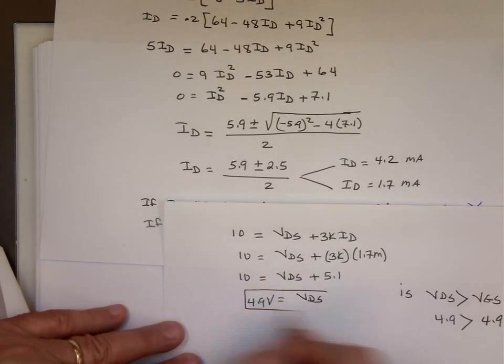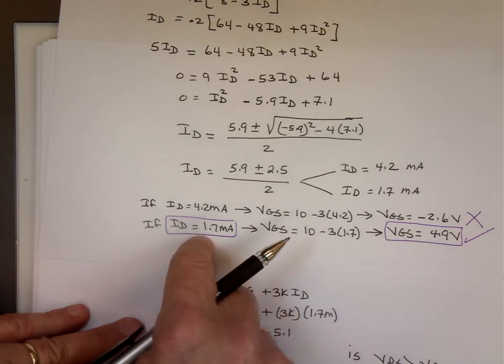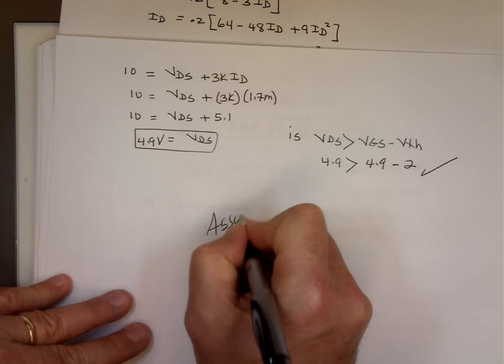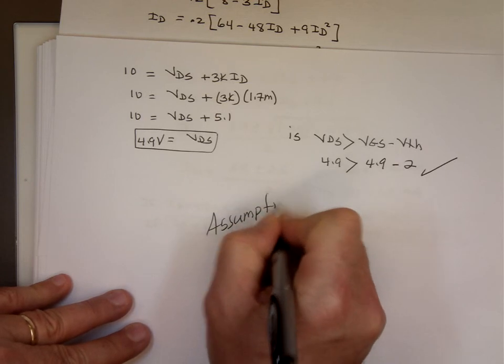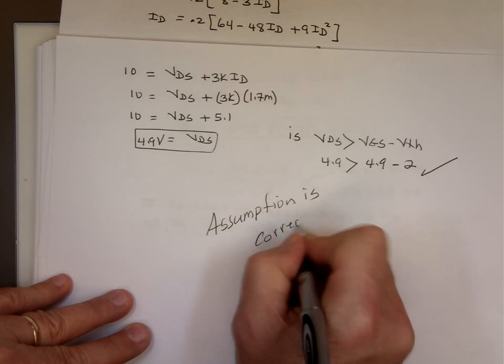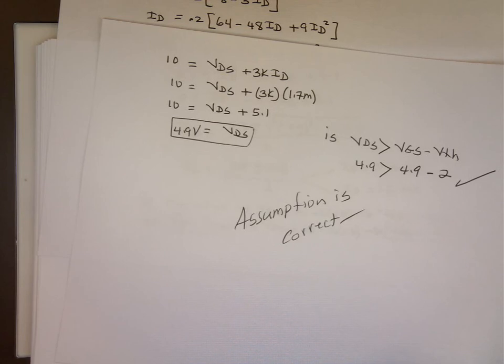This is my VDS. That's my VGS. This is my I sub D. And my assumption is correct. And that problem is done. One more.